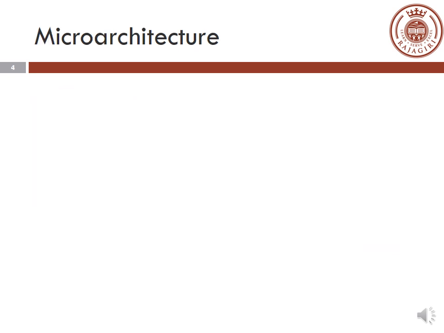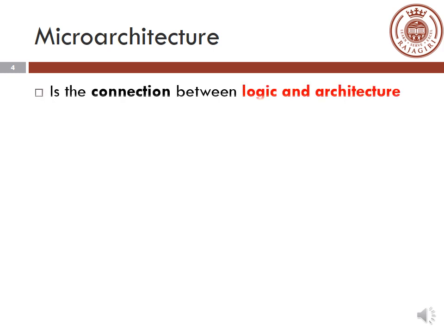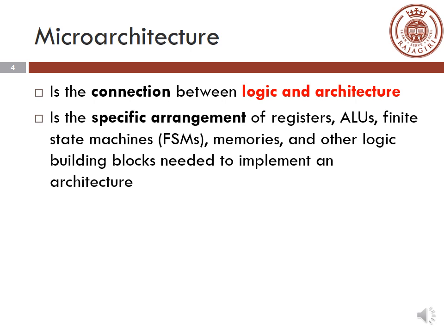In this particular slide, we will explain microarchitecture in a little more detail. We have already seen that the microarchitecture acts as an interface between the logic layer and the architecture layer. That's the position of the microarchitecture layer. Now, what do we mean by microarchitecture? Technically, microarchitecture can be defined as a specific arrangement of registers, ALUs, FSMs, memories, and other logic building blocks needed to implement an architecture.